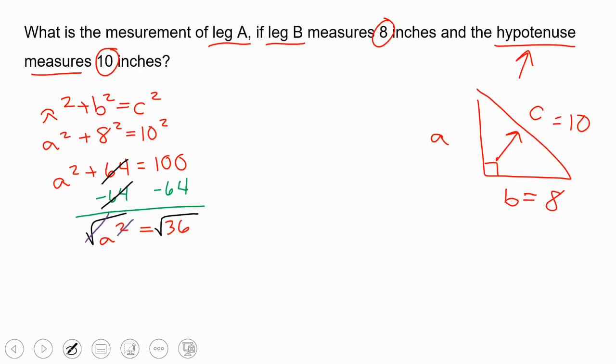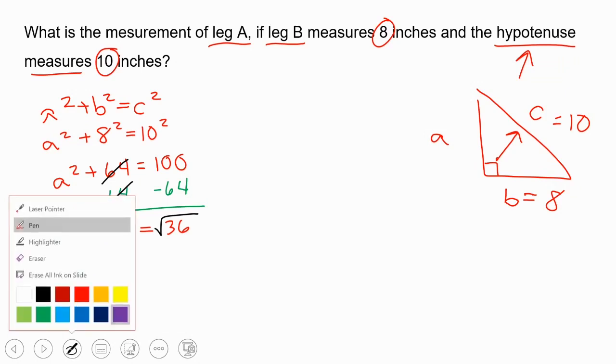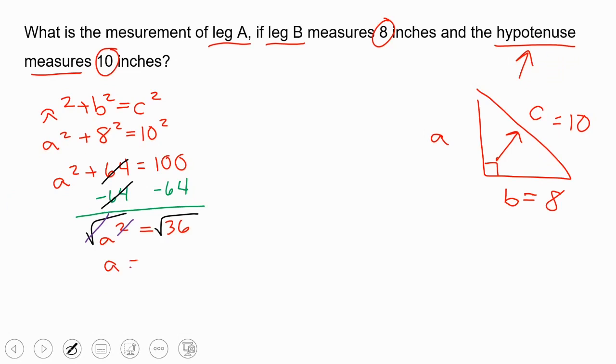The square root and the squared are going to cancel out, leaving me with the letter A as the square root of 36. But if I want to go ahead and simplify that using my calculator, A will be equal to 6. And that is my final answer.